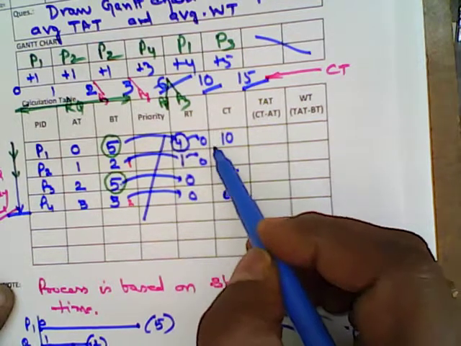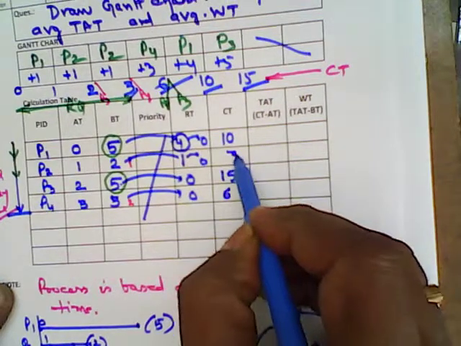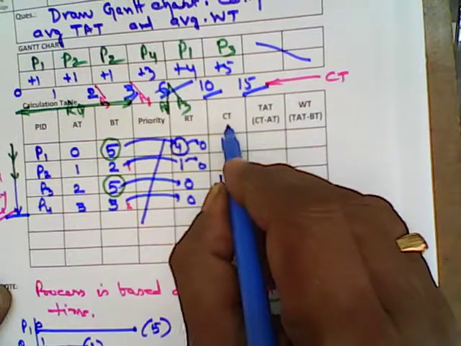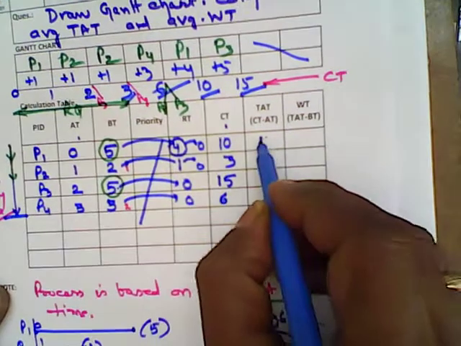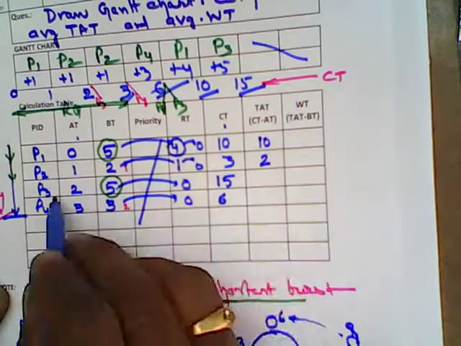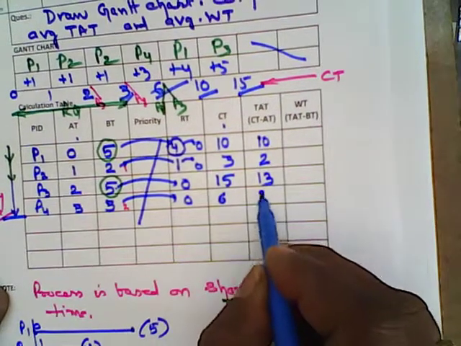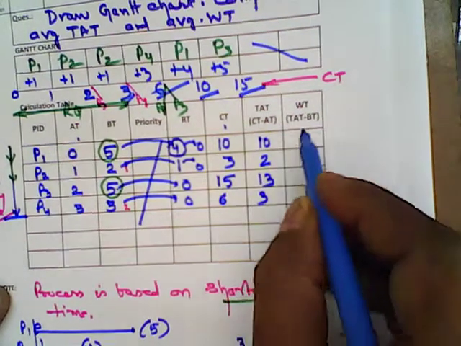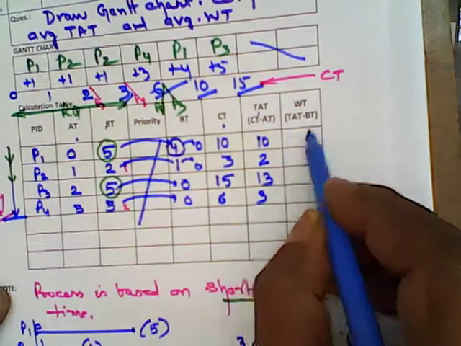Now everything is clear. Now turnaround time is CT minus AT. So here we got 10 minus 0, 10. 3 minus 1, 2. 15 minus 2, 13. 6 minus 3 is 3. And what is waiting time? Turnaround time minus burst time. 10 minus 5, 5. 2 minus 2, 0. 13 minus 5, 8. 3 minus 3, 0.